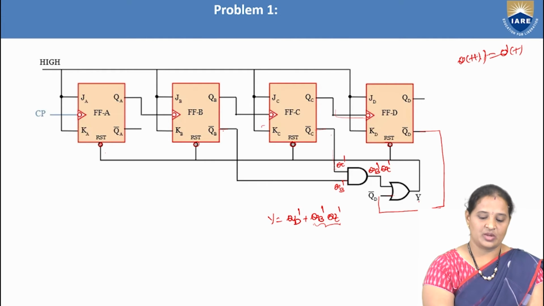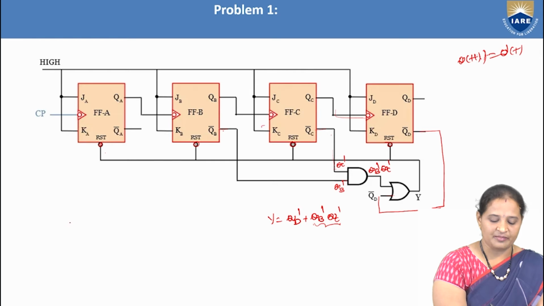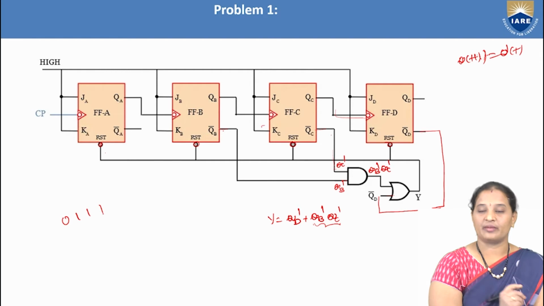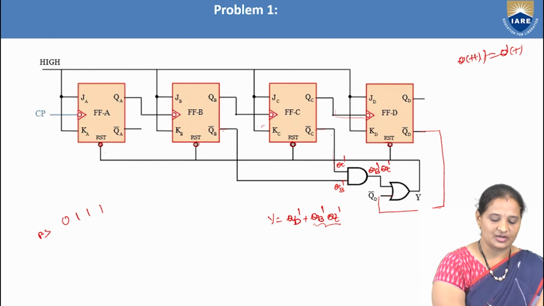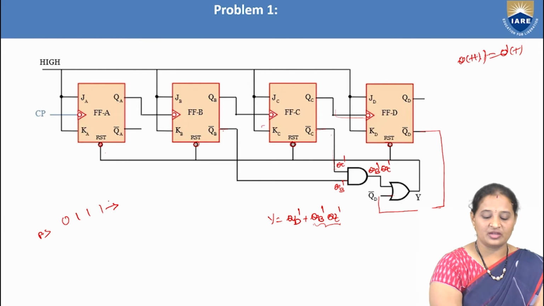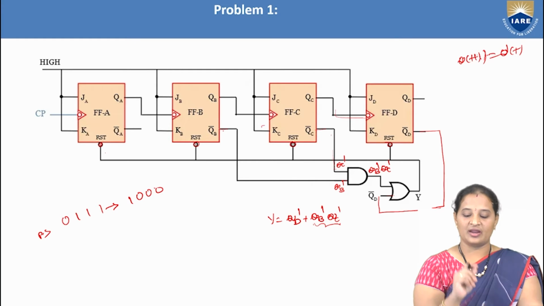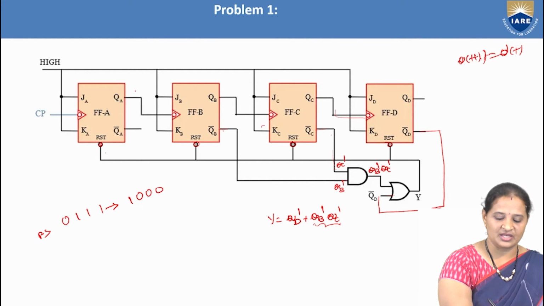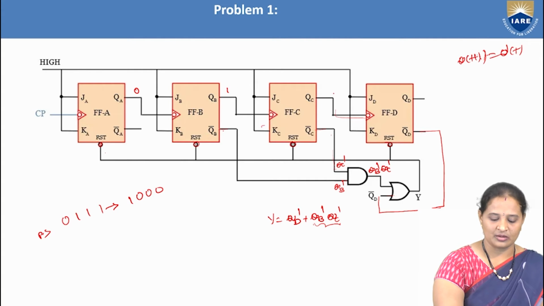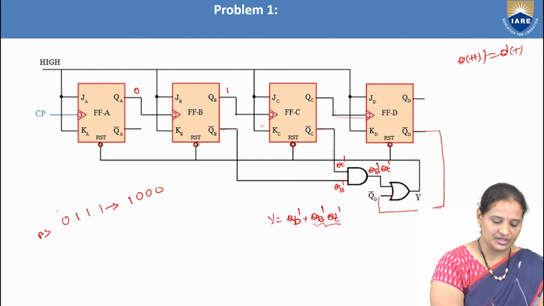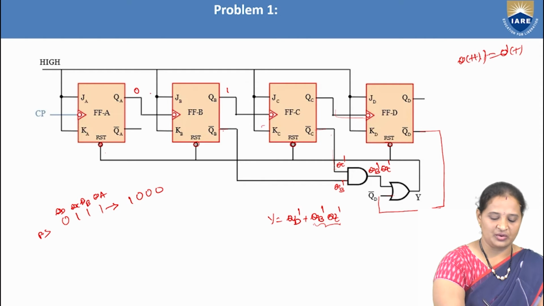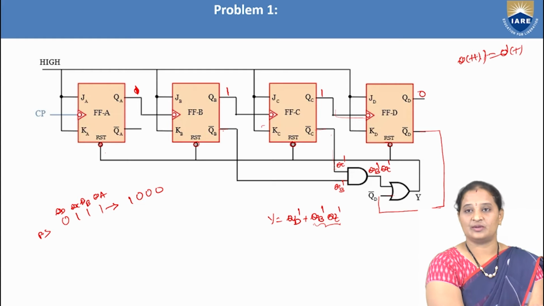Now let us analyze this one. Let us consider my present state is 0, 1, 1, 1. Right? This is my present state. What should be my next state? When it is 7, the next state should be 1, 0, 0, 0. Now let us analyze this one. Initially it is QD, QC, QB, QA, right? So QA is 1, this is 1, this is 1, and QD is 0.